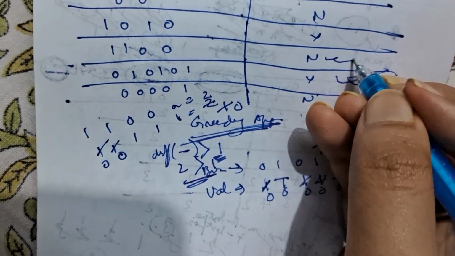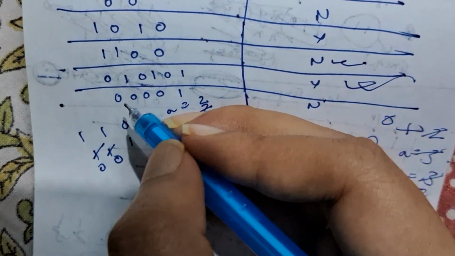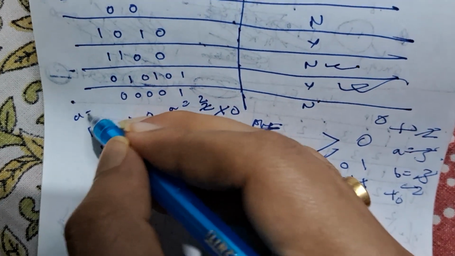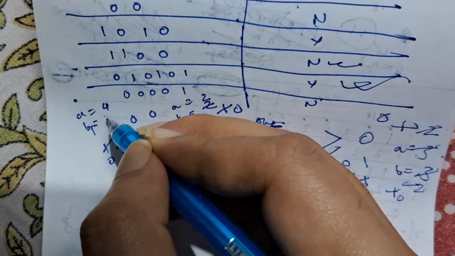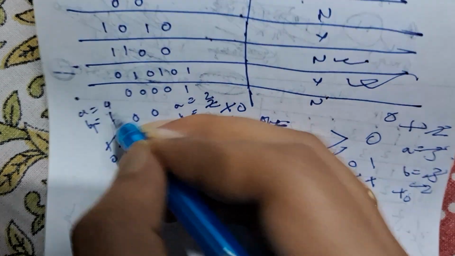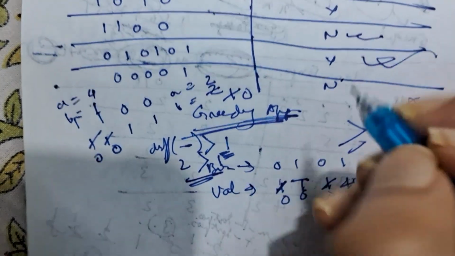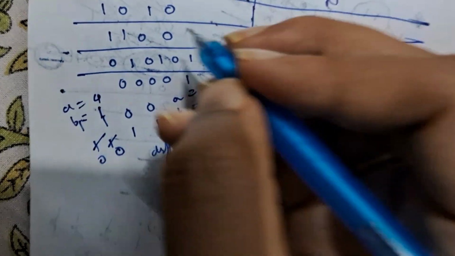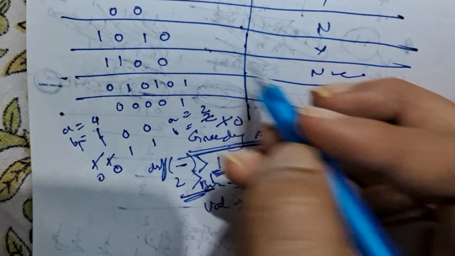It's a no. Similarly for this also, you can see that A was 4 and B is 1. So 4 minus 1, 3. It is already greater than 1. So it's a no. For this, okay, for this we checked.